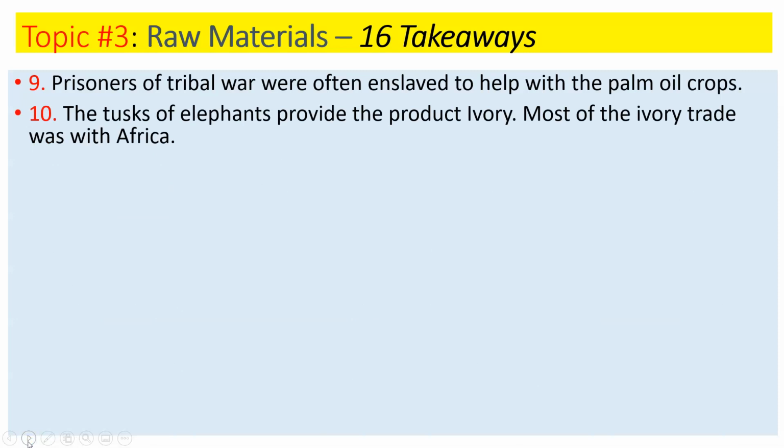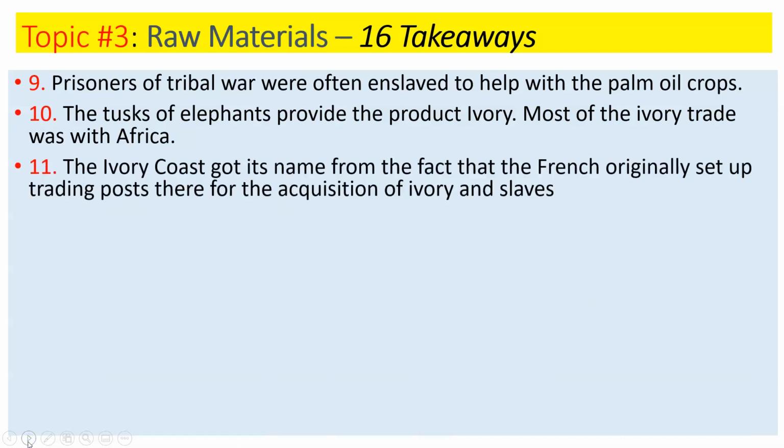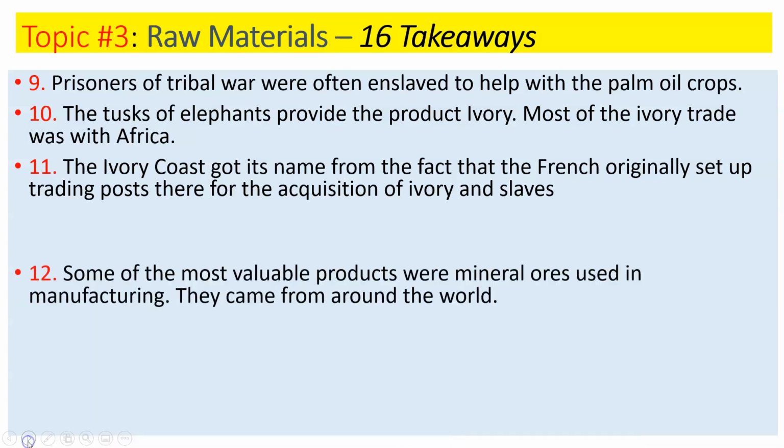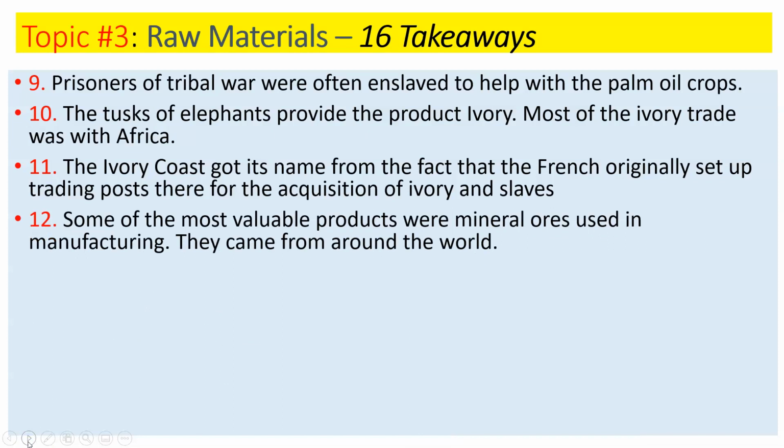Number 10, the tusks of elephants provided the product ivory. Most of the ivory trade was in Africa. Number 11, the Ivory Coast got its name from the fact that the French originally set up trading posts there for the acquisition of ivory and slaves.